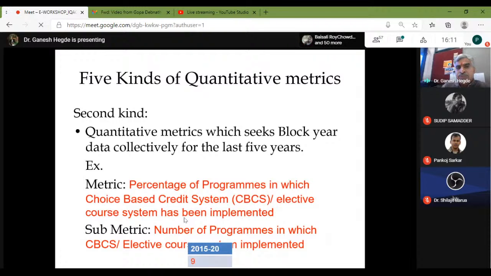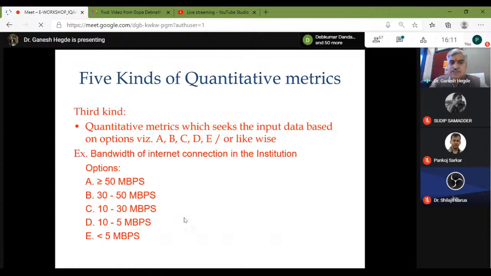Another type of data which NAAC is asking is the quantitative metric which seeks block-year data collectively for the last 5 years. For example, the percentage of programs in which the choice based credit system has been implemented. So this will be 5-year data.